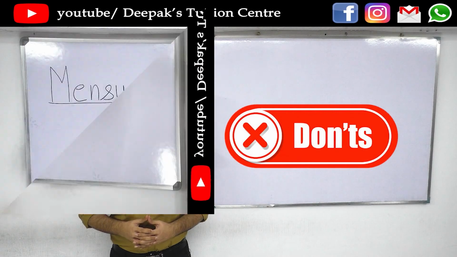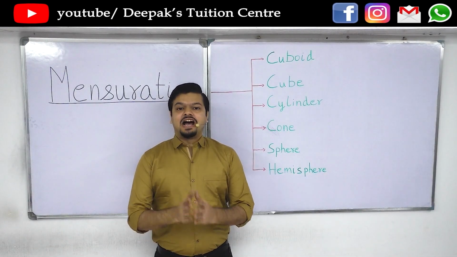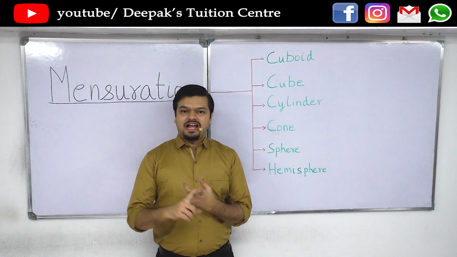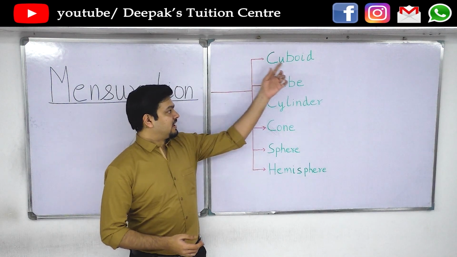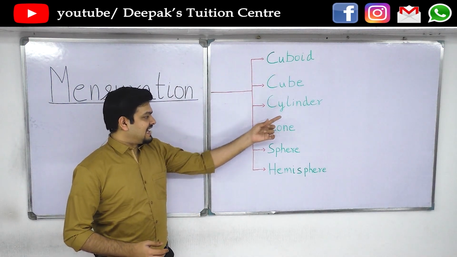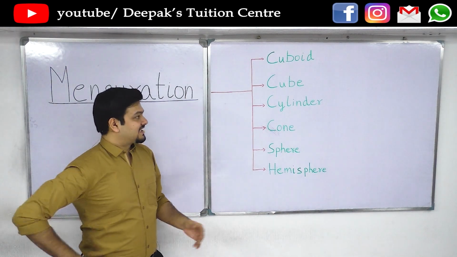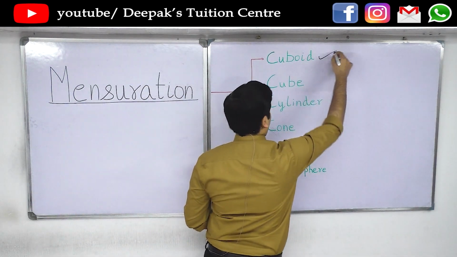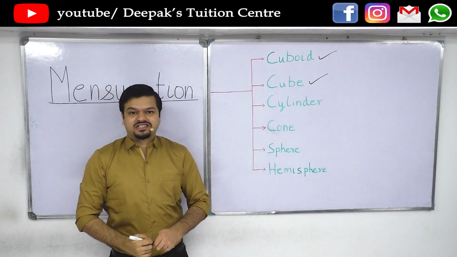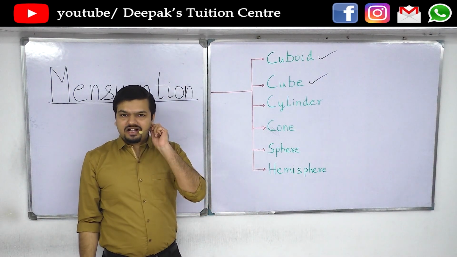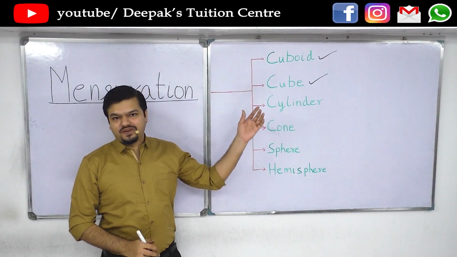those mistakes. In this chapter, mensuration, we basically discuss how to calculate the surface area and volume of 3D figures. The 3D figures include cuboid, cube, cylinder, cone, sphere, hemisphere. Out of these figures, cuboid and cube have already been covered in class 9. So therefore, you may be asked questions using a cube or a cuboid. So you should be well prepared by revising the formulas of these two figures.